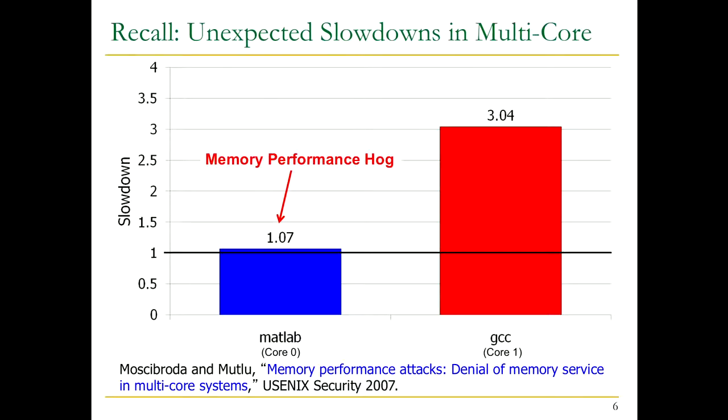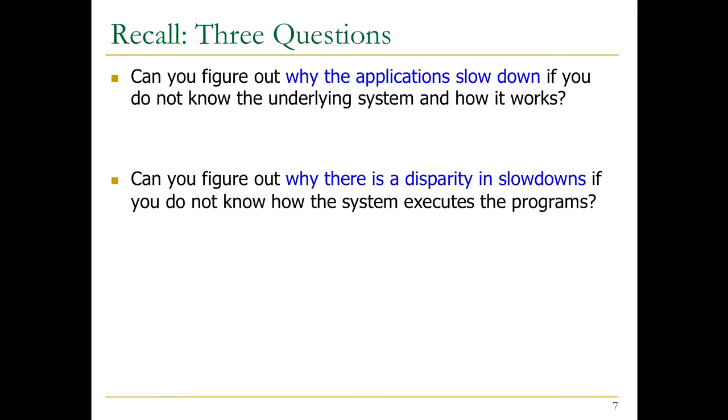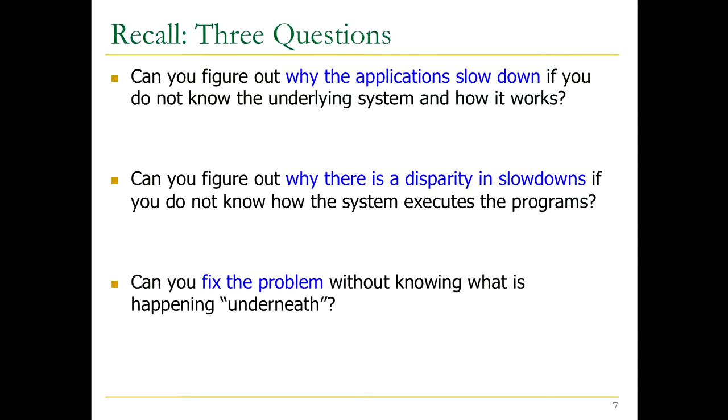Okay, we call this a memory performance hog, and I asked you to think about three questions, right? Basically, why do the applications slow down at all? And why is there a disparity in slowdowns? And can you fix the problem? And can you answer all of these questions without knowing the underlying system and how it works? These were rhetorical questions, basically. I don't think you can answer these questions without knowing how the system works underneath.